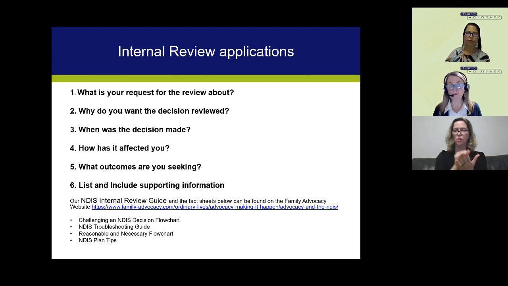Some people have not received their planning letter for some reason. It just hasn't arrived in the mail, so you can actually look on the portal. It's important to include as much detail as possible about why you want the decision reviewed, explain why the supports are reasonable and necessary, and double check the 10 steps in our NDIS plan tips fact sheet.